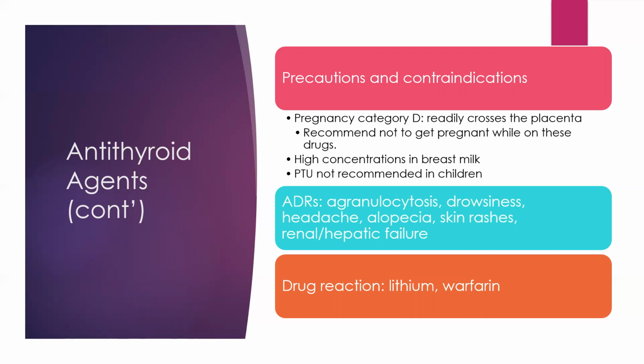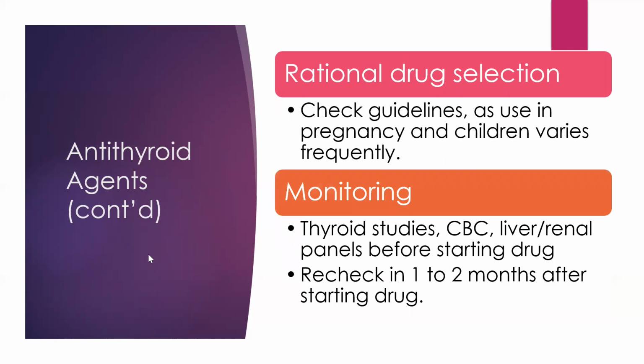PTU does cross the placenta and cause fetal goiters. So it's got a pregnancy category D. Monitoring: you need to monitor signs and symptoms of illness: fever, sore throat, skin erosions, general malaise. You want to monitor their CBC, you want to get a baseline, and if febrile illness develops, monitor their PT, LFTs, ALT, AST, and then thyroid tests.